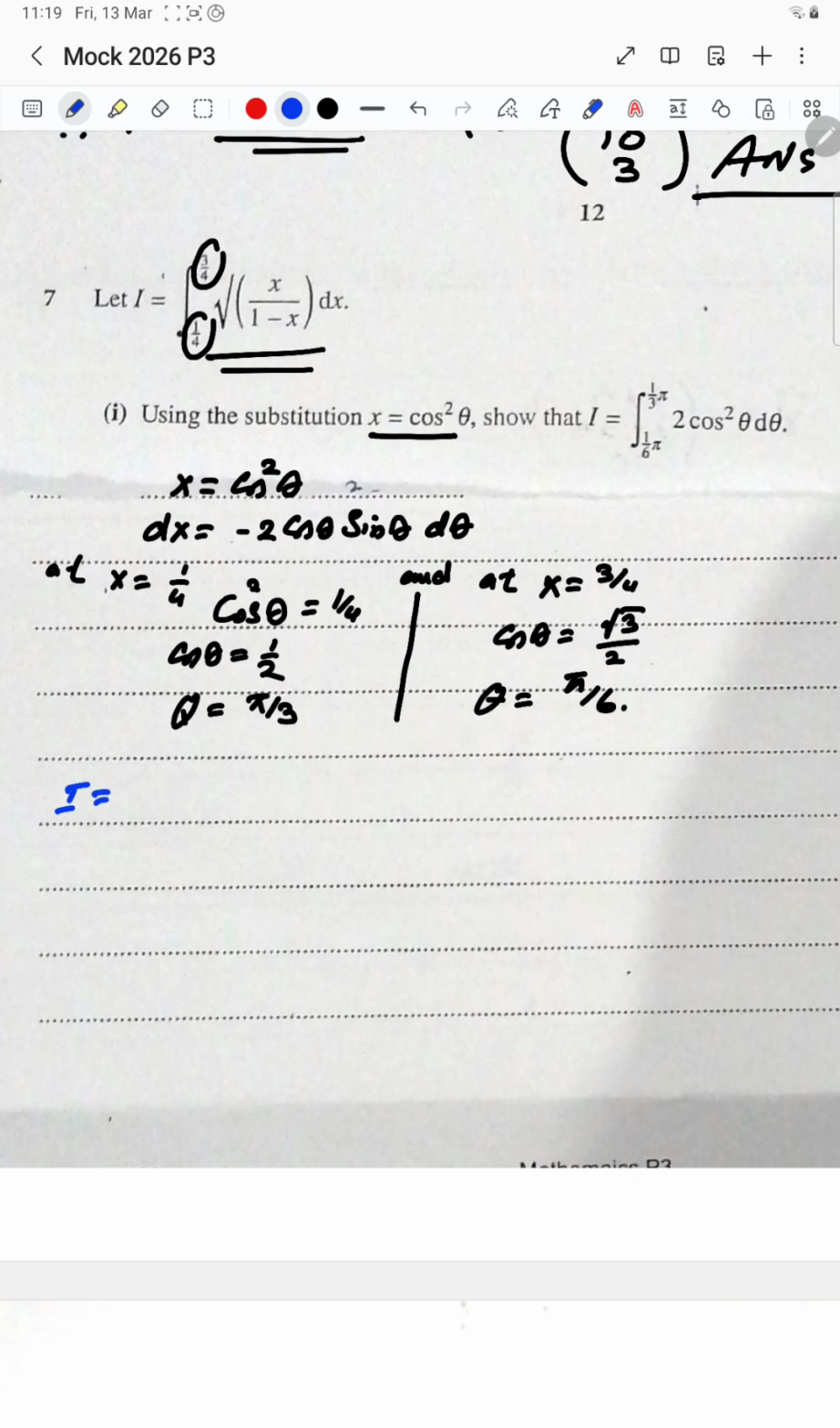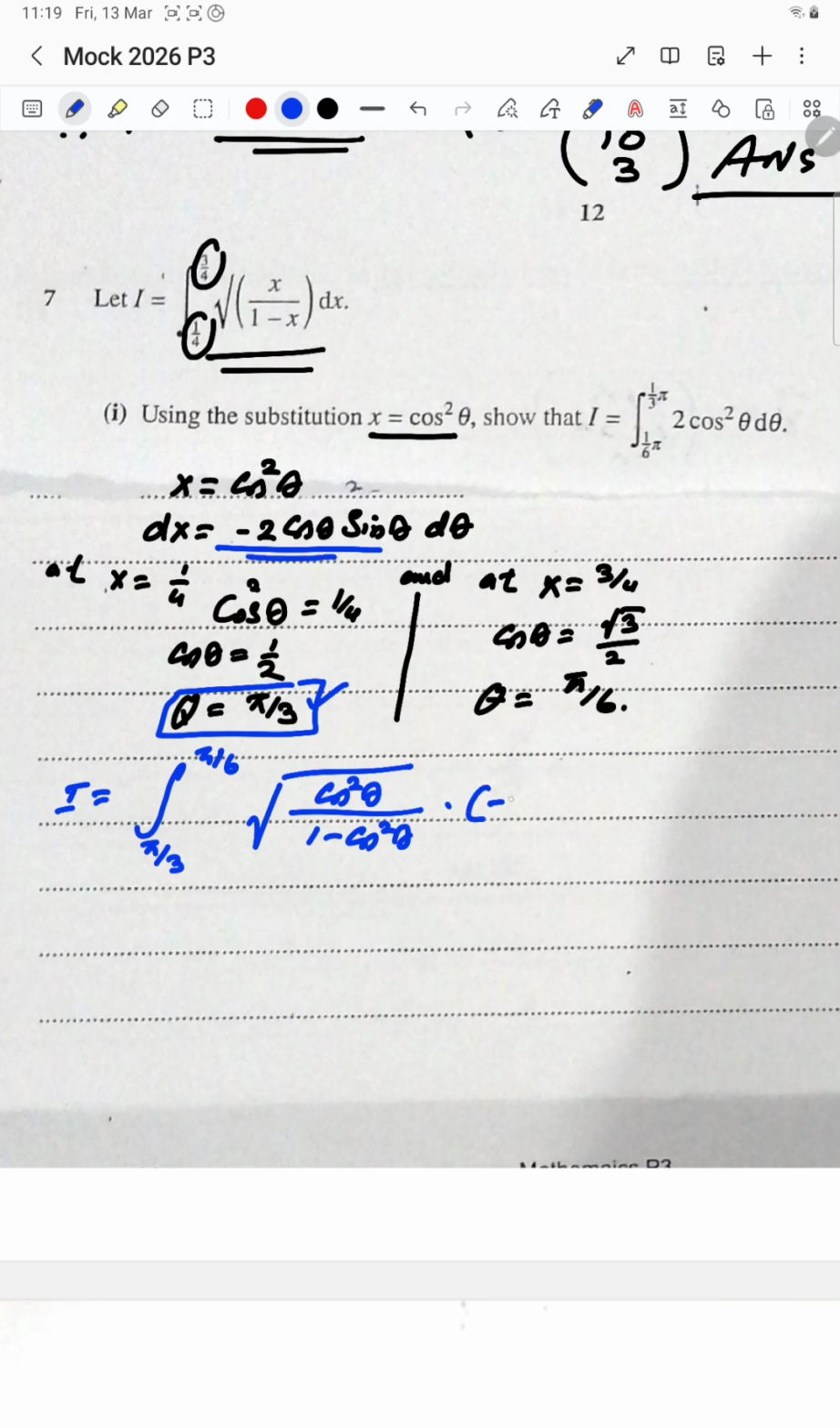I becomes the integral; in place of 1 by 4, when I replace 1 by 4, I got theta as pi by 3. Here I will write pi by 3, and the other will be pi by 6 at 3 by 4. And square root of x changes into cos square of theta, and 1 minus cos square of theta whole square root, and dx changes into minus 2 sine theta and cos of theta d theta, right?